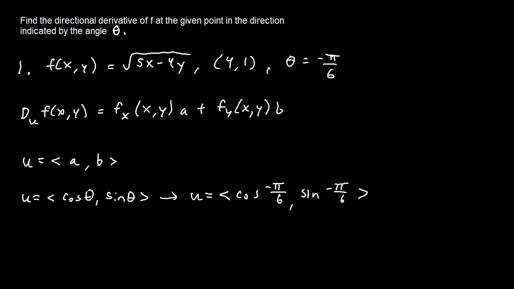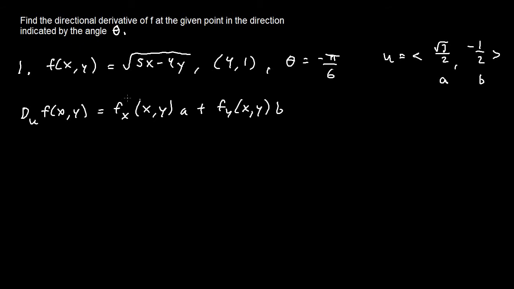Now, negative pi over 6 is the same thing as 11 pi over 6. So cosine of 11 pi over 6 is going to be square root of 3 over 2, and sine of 11 pi over 6 is going to be negative 1/2. So that is going to be the unit vector. And so once again, keep in mind, square root of 3 over 2, the x component, is the a component, and then negative 1/2 is going to be that b component.